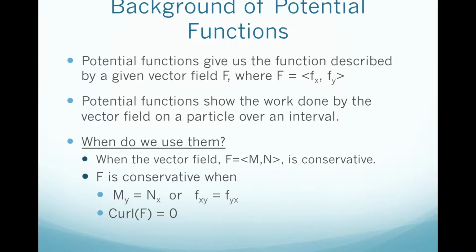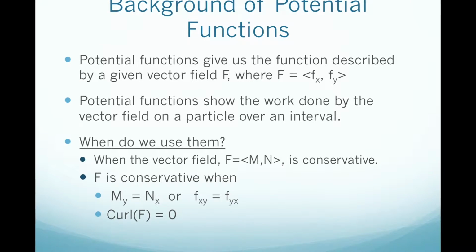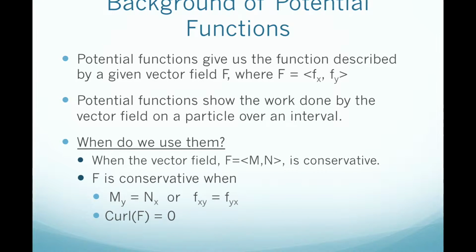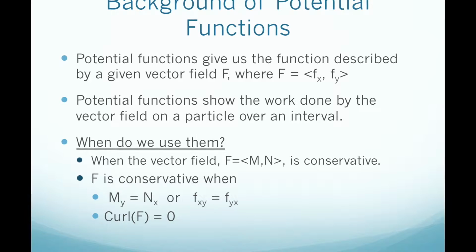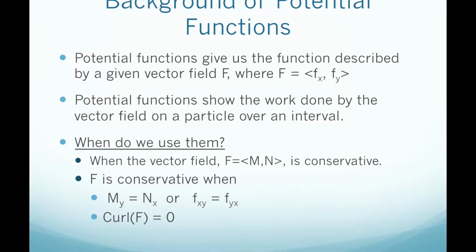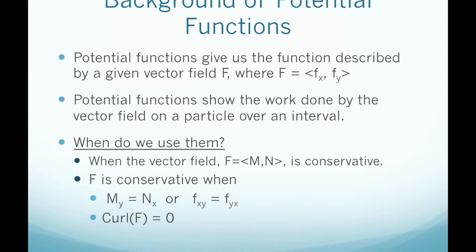So when do we use potential functions? We can use them when the vector field f is conservative, which can be written as m comma n, breaking it into the parts. F is conservative when m_y equals n_x, or f_xy is equal to f_yx. This is also when the curl of the vector field equals 0.